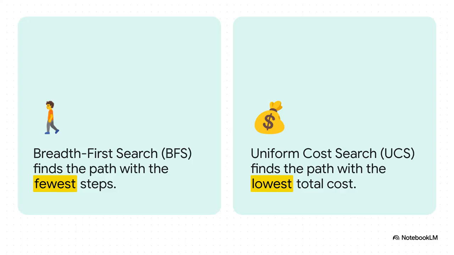Okay, to really wrap your head around this, let's put it side by side with an algorithm you probably already know, breadth first search, or BFS. Now, BFS is all about one thing, finding the path with the fewest steps. It's looking for the shallowest goal. UCS, it couldn't care less about how many steps it takes. Its one and only mission is to find the path with the lowest total cost. So a short two-step path that costs 100 is, to UCS, way worse than a long, winding five-step path that only costs 20. It's all about the final bill.